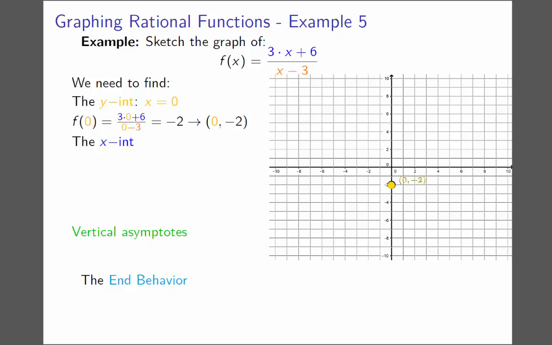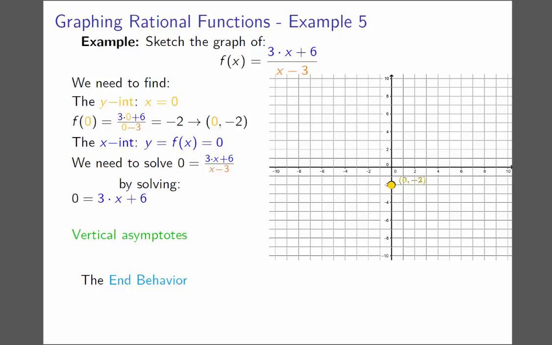To find the x-intercept, we need to look when y, or our function, is 0. This gives us the equation 0 equals 3x plus 6 over x minus 3. But for a fraction to be 0, we need the numerator to be 0. In this case, we need to solve 0 equals 3x plus 6. If you'd like to see the steps of this done out, you can click the link to the left now.